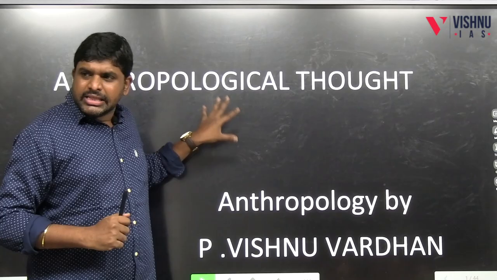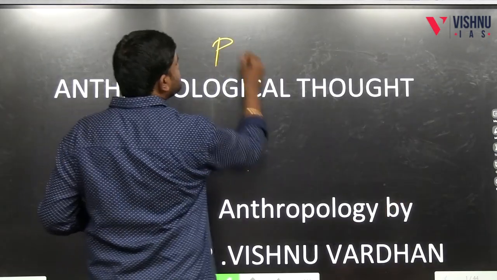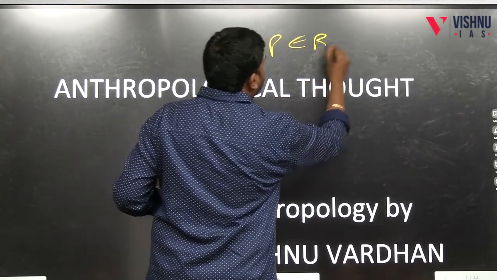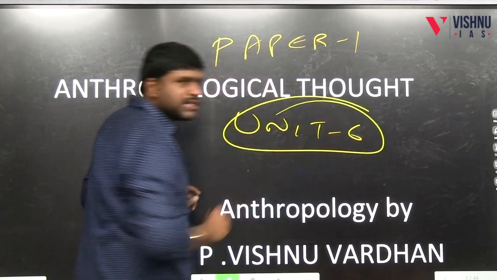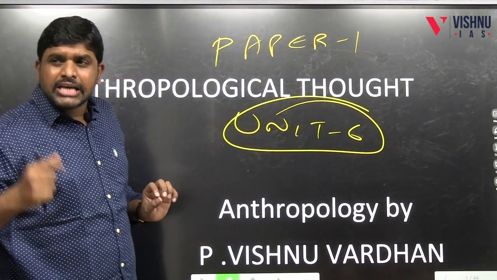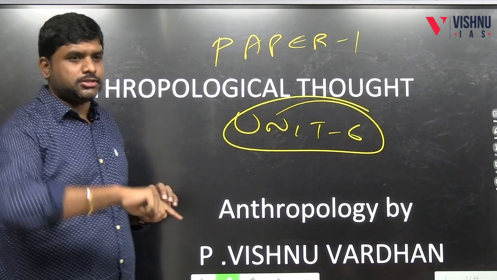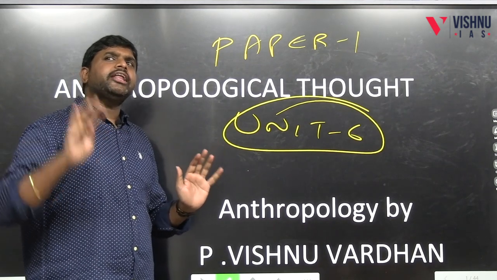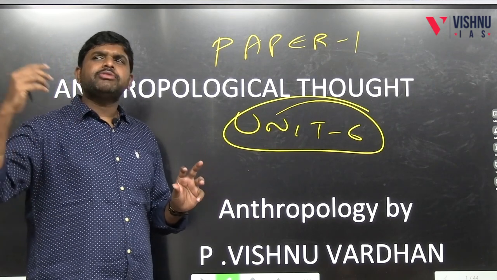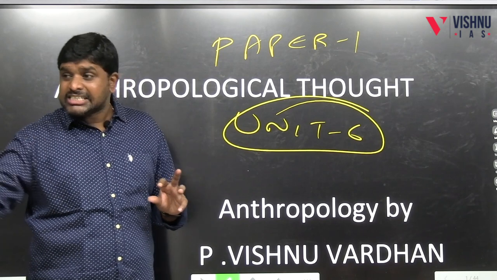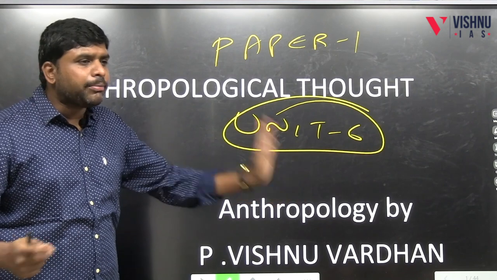So in this particular module, Paper 1, unit 6, we will understand how cultures, marriages or families evolved according to anthropologists. According to E.B. Taylor, in this way it evolved. According to Henry Morgan, in this way it evolved. According to James Frazer, in this way it evolved. So understanding the socio-cultural institutions from the anthropologist's point of view is anthropological thought.